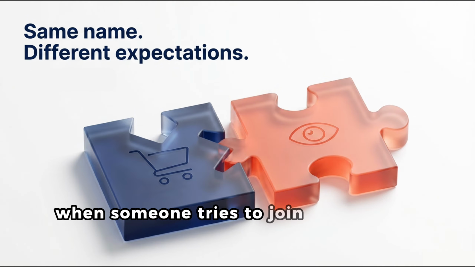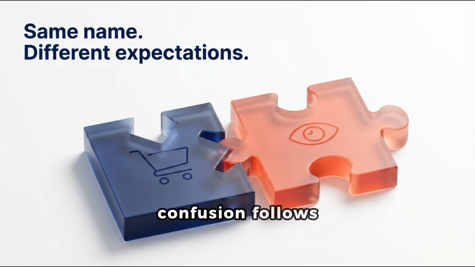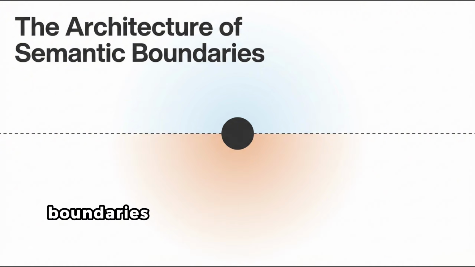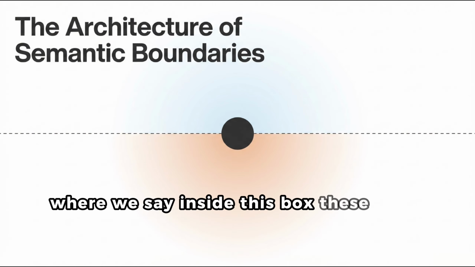When someone tries to join these tables, confusion follows. Duplicated rows, wrong cohorts, and frustrated analysts asking, which customer do you mean? That everyday mismatch points to the idea I want to talk about: semantic boundaries. Boundaries are where meaning is decided, where we say, inside this box, these rules apply, outside it, different rules apply. They're not physical fences, they're agreements about definition, ownership, life cycle, and responsibility.